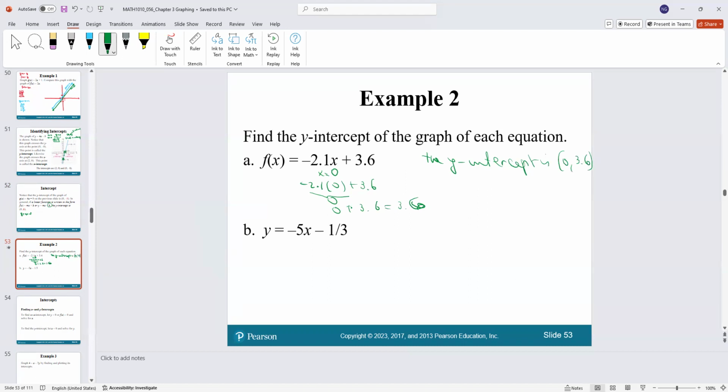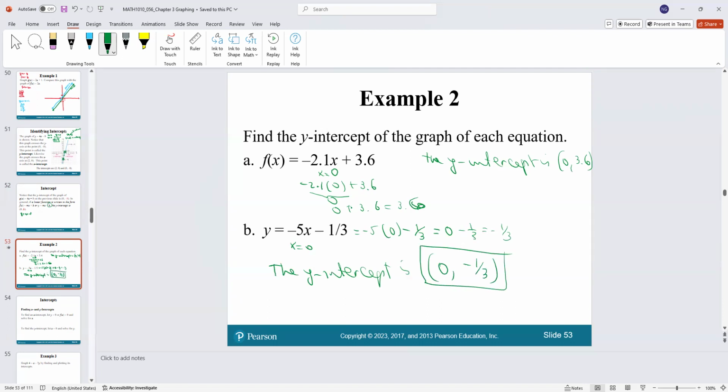And for the other one, look at this one. If you just said x equal to 0, then you're going to have negative 5 times 0 minus 1/3. So negative 5 times 0 is 0, minus 1/3 is negative 1/3. So again, the y-intercept here is, remember, x is 0. And if you say y-intercept, meaning you have a non-zero value for y and 0 for x. That's what it means, okay?